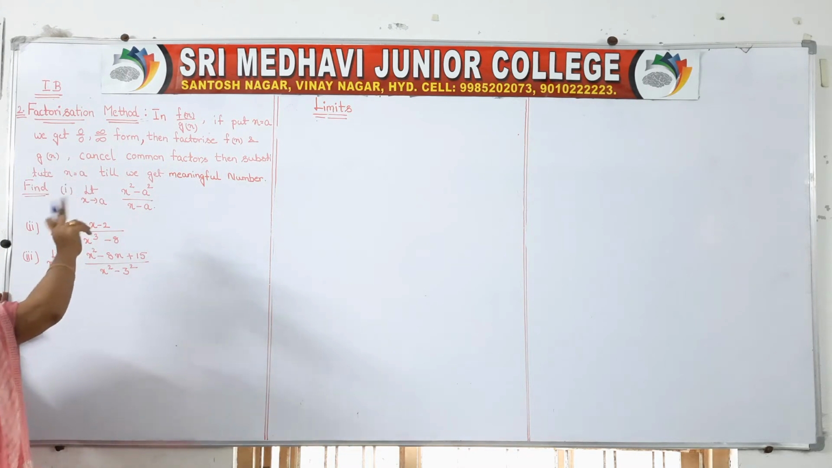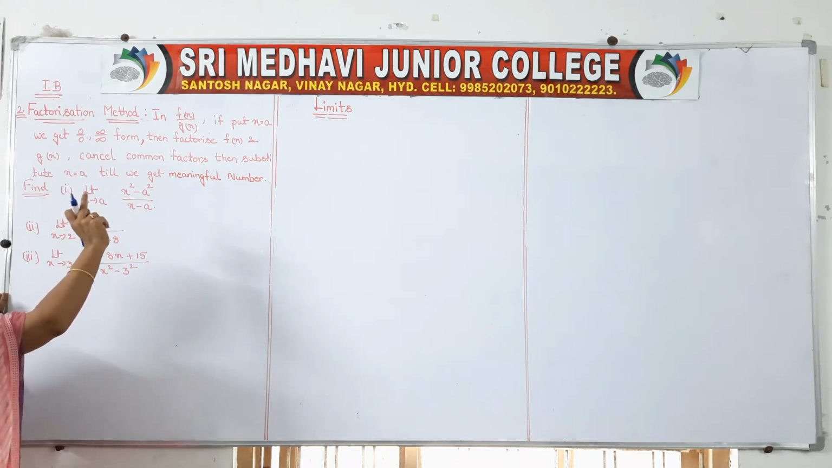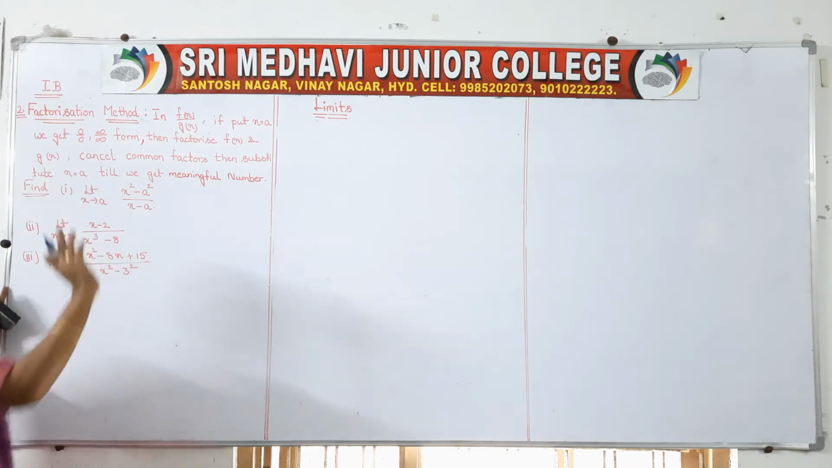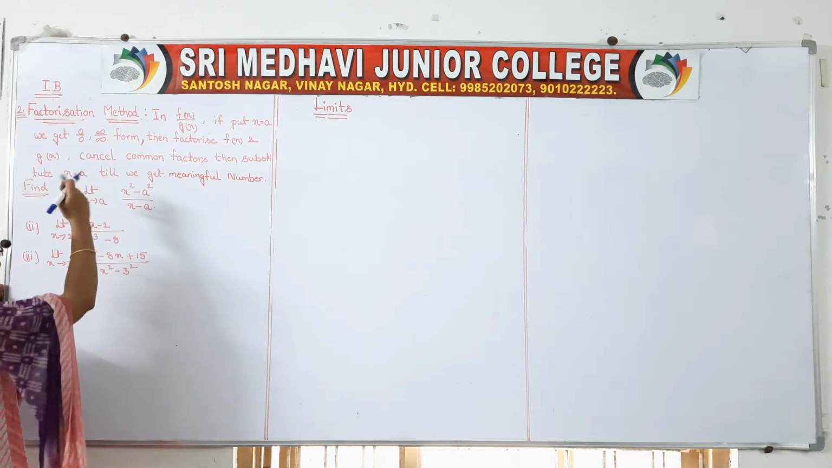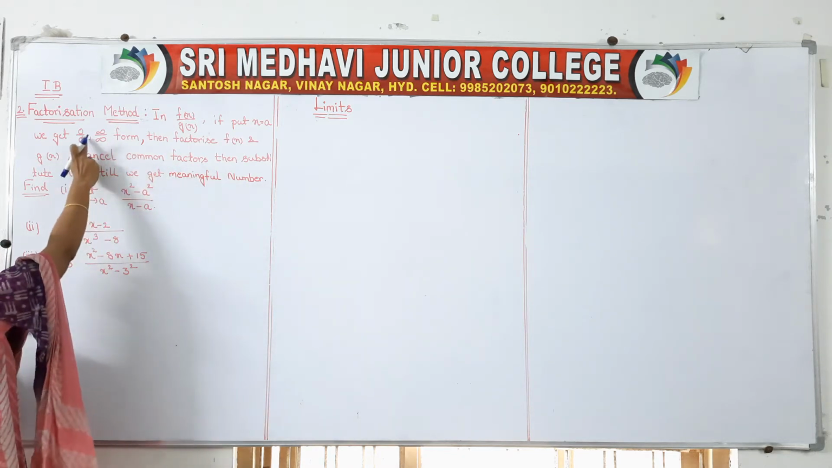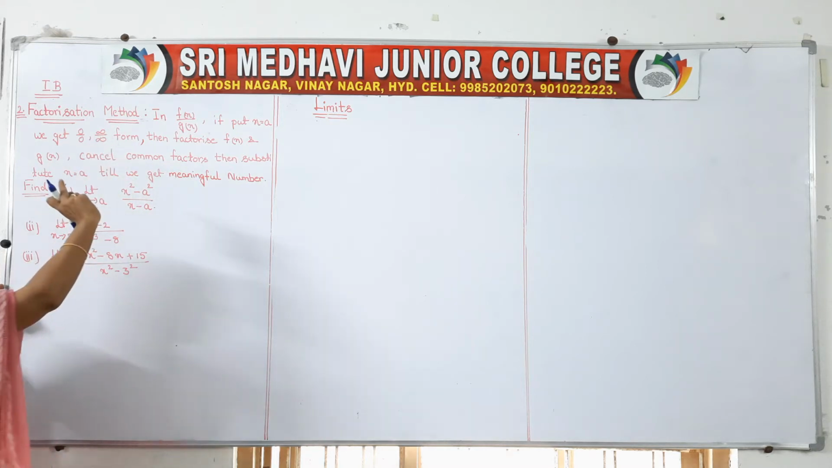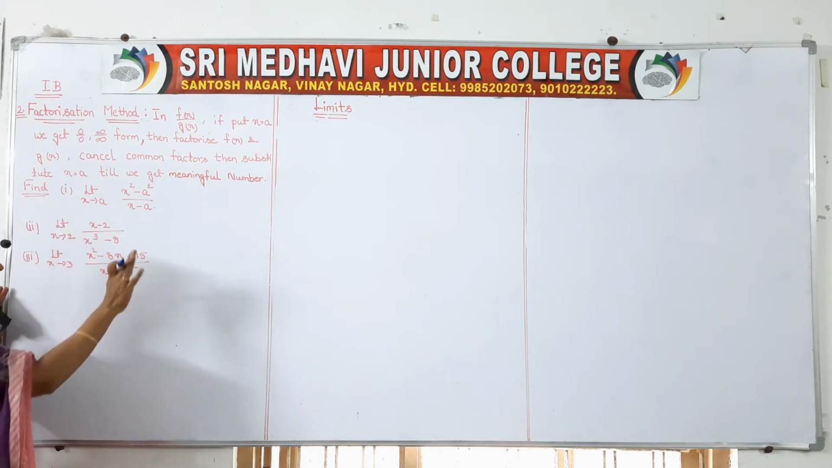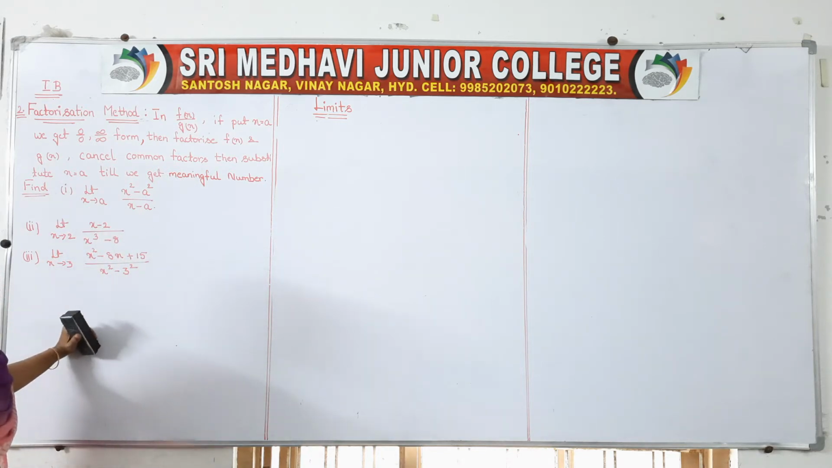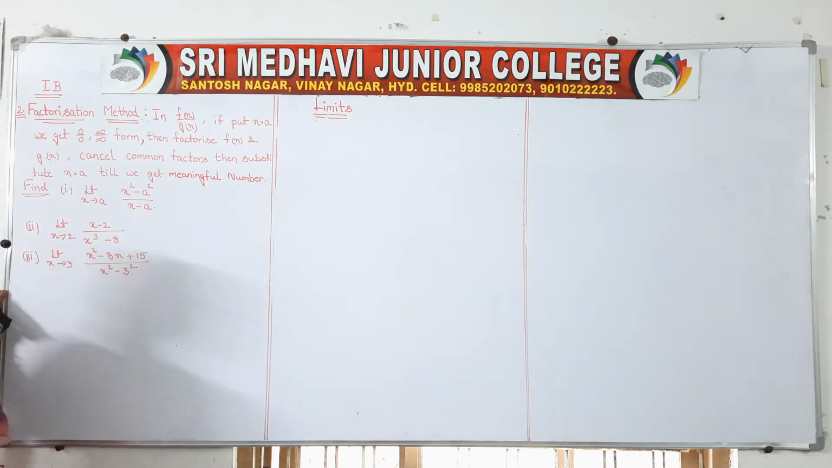Factorization method, this is the second method, right? In f of x by g of x, if we put x is equal to a in f of x as well as in g of x, and we get 0 by 0 form or infinity by infinity form, then factorize f of x as well as g of x. After factorization, some common factors will be there in your f of x and g of x. Let them cancel, right? After that, you substitute your x value. Okay. So now we will do some example problems of the factorization method.